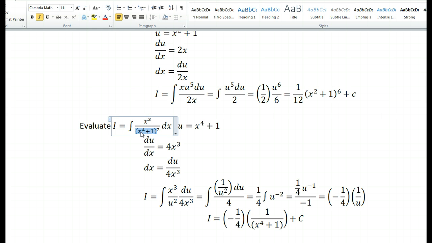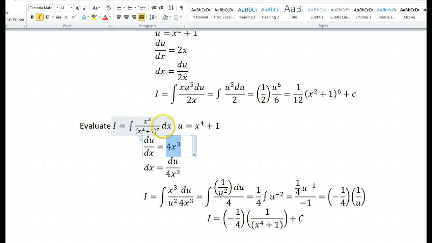Well, if you call the bottom, x to the 4 plus 1, as u, then you are in luck. Why? Because if you differentiate x to the 4 plus 1, you get 4x cubed. Do the mental check now. If you plug in u here, what's the leftover part? The leftover part is x cubed, which is exactly what you have here except for the 4. We don't care about the 4. So now, if you solve for dx, you get dx is equal to du over 4x cubed.